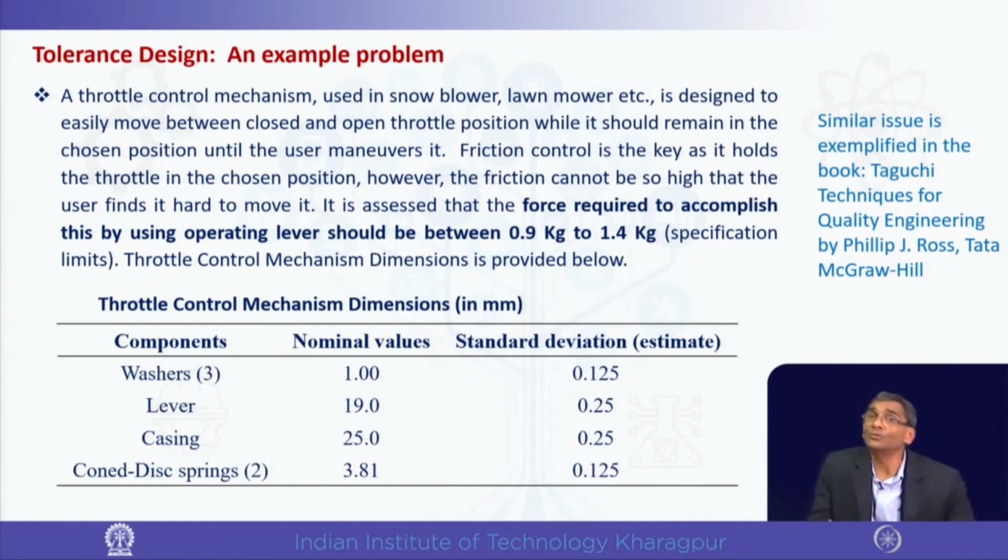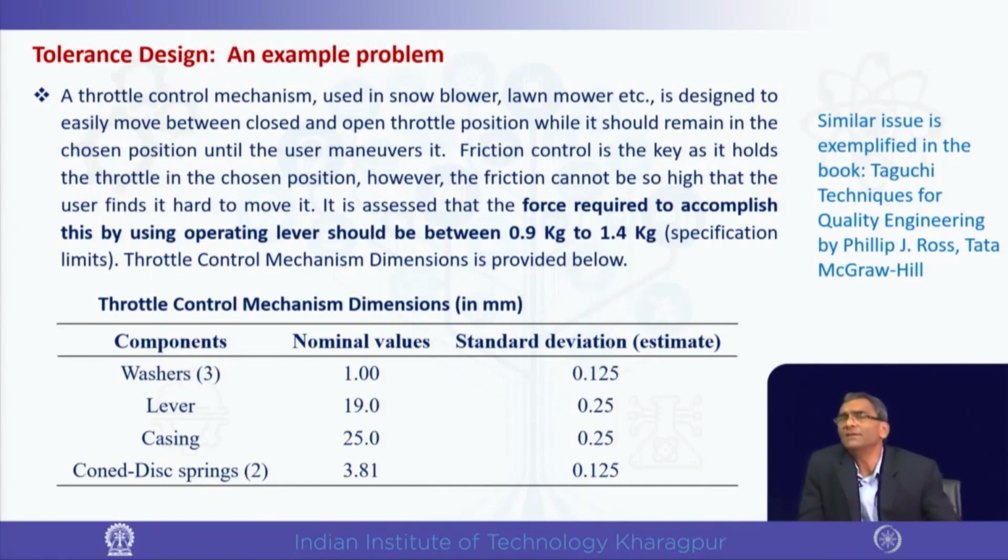You understand the challenge. So, therefore, there comes the tolerance design and the range. Here the range is 0.9 kg to 1.4 kg. Now, here it is driven by the standard deviation, as I said. So, the nominal values to start with, as it was felt that the standard deviation would be 0.125 in case of the washers and cone disc spring. However, it should be 0.25 for the other two, the lever and the casing.